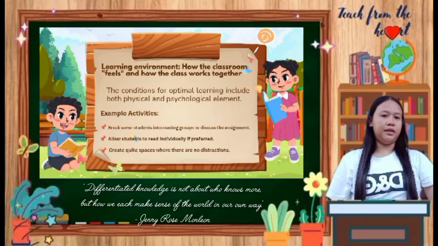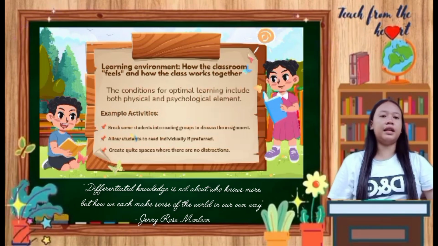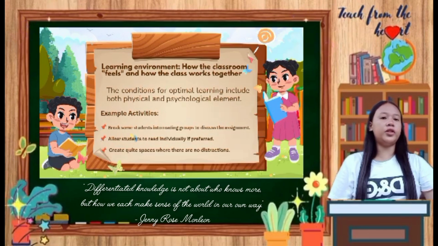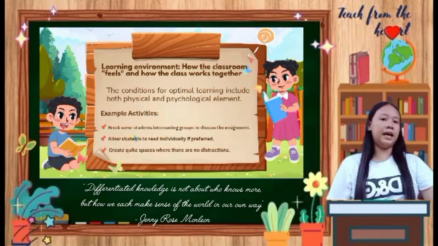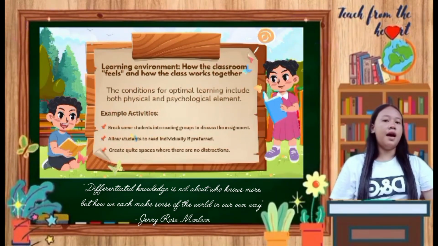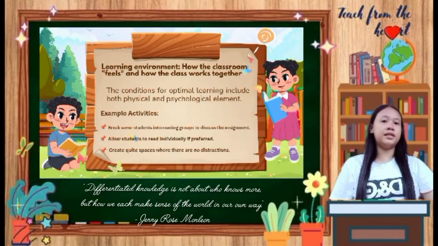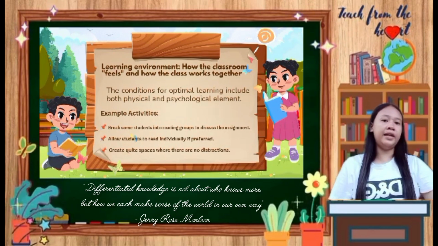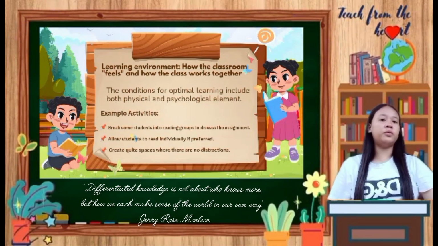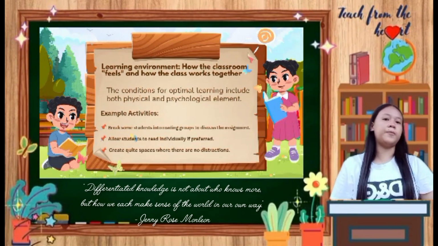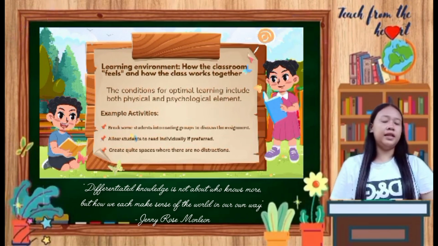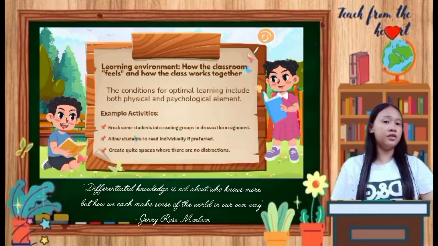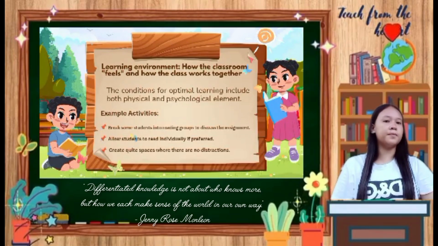Learning environment, how the classroom feels and how the class works together. The conditions for optimal learning include both physical and physiological elements. A flexible classroom layout is key, incorporating various types of furniture and arrangements to support both individual and group work. Physiologically speaking, teachers should use classroom management techniques that support a safe and supportive learning environment.